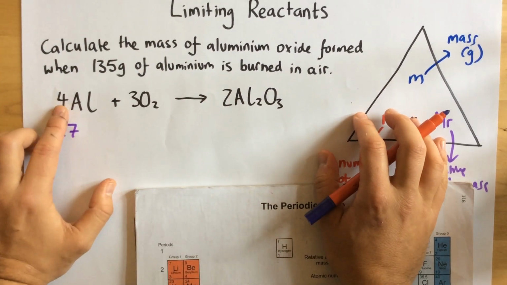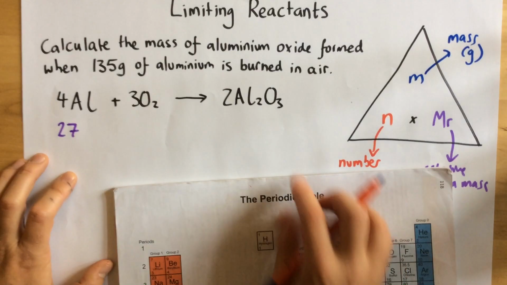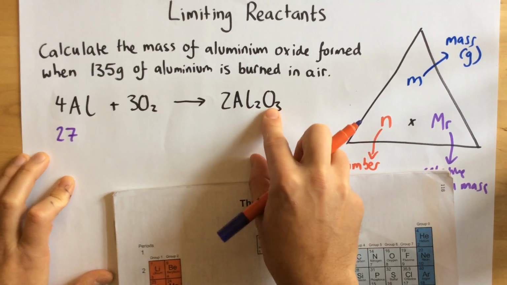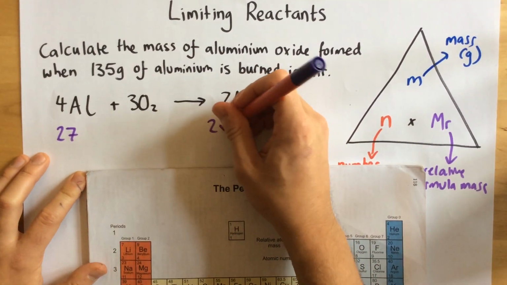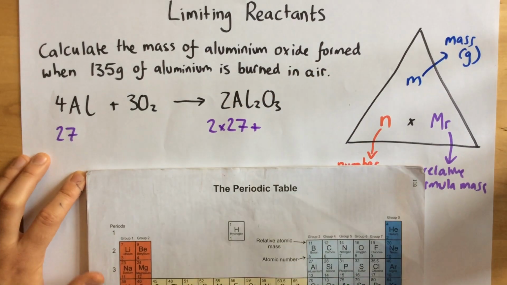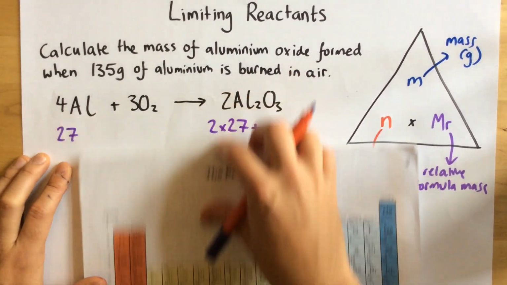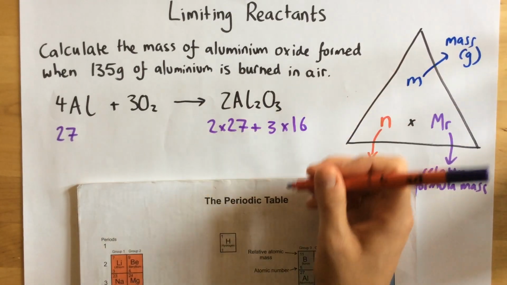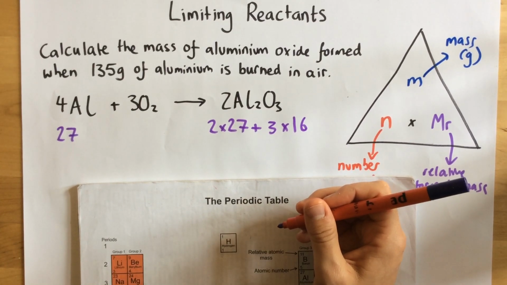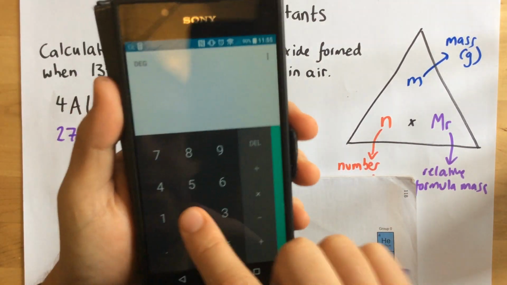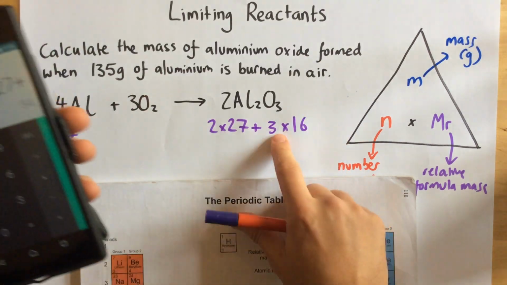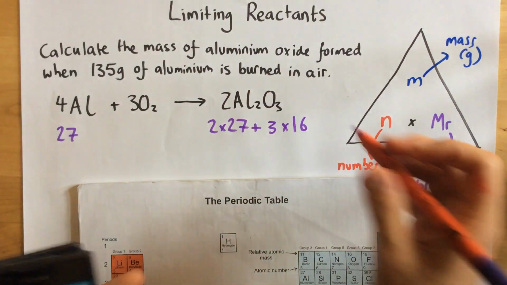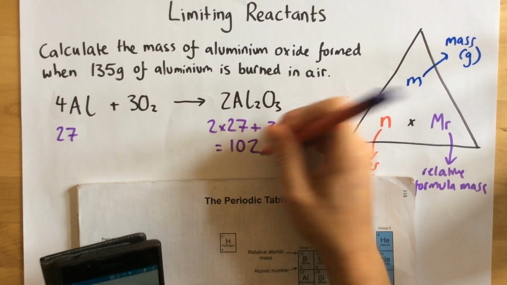Please note at the moment, I'm just going to ignore the numbers in front. You'll see why in a minute. For aluminium oxide, I've got 2 aluminium atoms and 3 oxygen atoms. So I'm going to have 2 times 27 plus the mass of oxygen, and I've got 3 of them, so 3 times 16. Using my calculator, 2 times 27 plus 3 times 16, the answer is 102. So the relative formula mass of that one is 102.